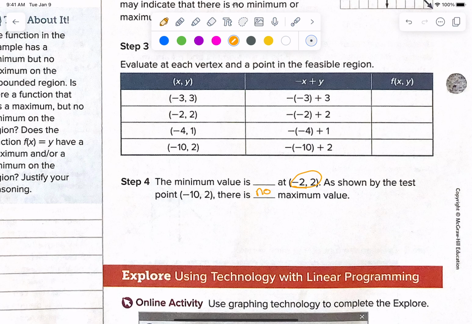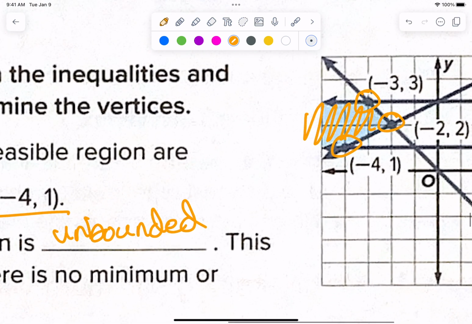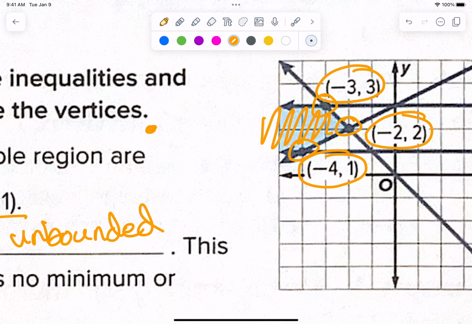Interesting. Let's do this one. We had 3 points, and then they picked a point that was all the way out here. So they're testing -3, 3, they're testing -2, 2, and they're testing -4, 1. Then they picked a point all the way out in this region. What point did they pick? Look at the table. They picked -10, 2. Will that live in the shaded region that goes on forever? Yes, so they're picking that point.